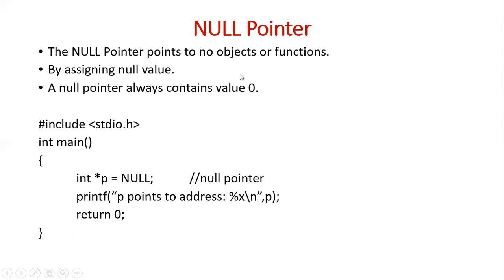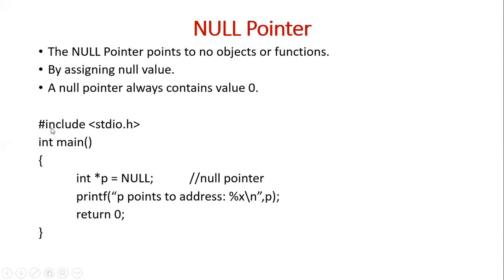In today's lecture, we'll be further exploring pointers. Let us start with something called a null pointer. A null pointer is something which does not point to any object or any function. You can create a null pointer by assigning a null value to the pointer. The null pointer will always hold the value 0. So this is how we can create a null pointer.